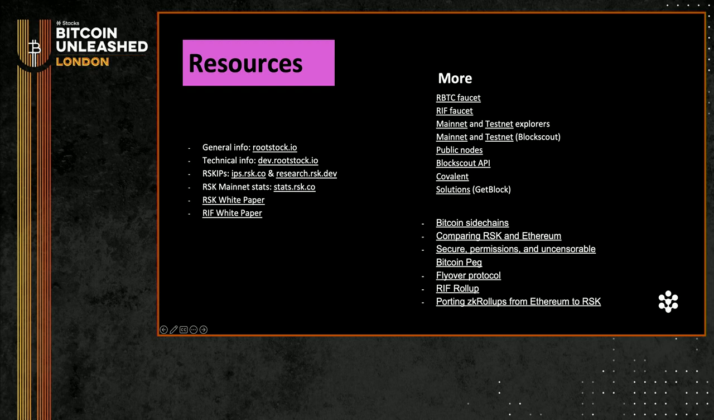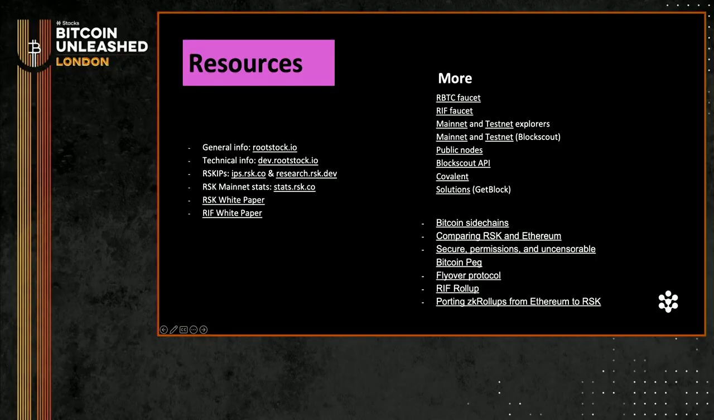And now for some resources. I have a QR later if you don't get these slides. These are divided by category. On the left, you have the technical resources: the landing page of Rootstock, and the most important one, the dev portal, with technical information. You are going to find all the links and all information about Rootstock. On that link, you have the RSKIPs and also the dashboard of RSK mainnet with a lot of interesting stats. And of course, the links for the white papers, both RIF and RSK.